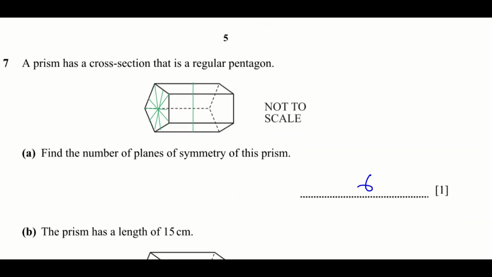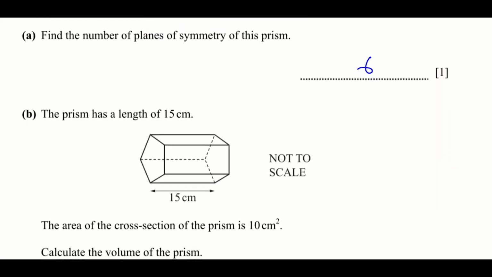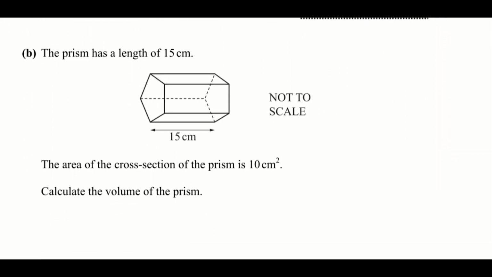Okay, so part B, the prism has a length of 15 centimeters. The area of the cross section of the prism is 10 squared centimeters. Calculate the volume of the prism. So the volume of the prism is given as the cross section area, so let's say cross section area, multiplied by the length, let's say L.